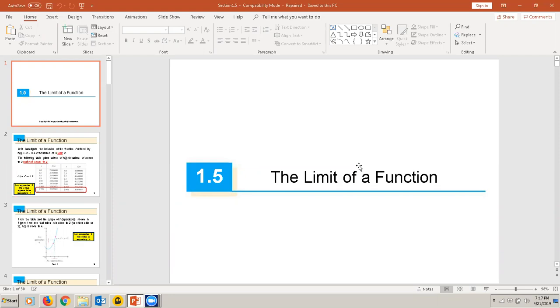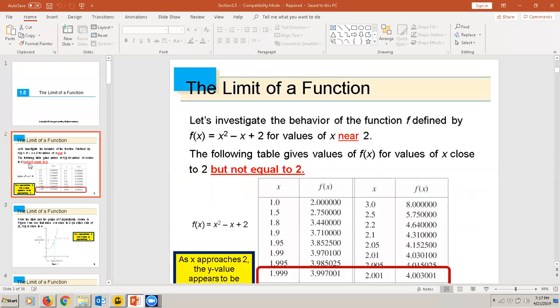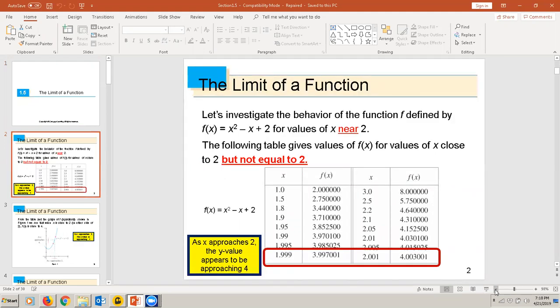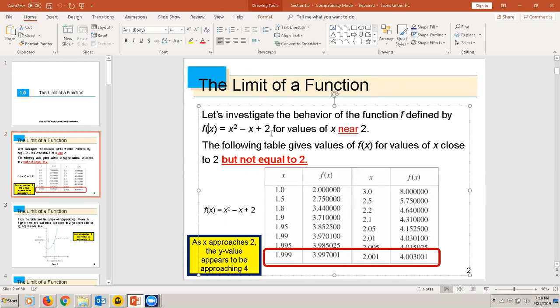So what is a limit? Well, let's do a quick example here to get a sense of what limits are all about. So let's say we have a function. Here it is, x squared minus x minus 2. I want to know what happens to this function when x takes on values near 2.